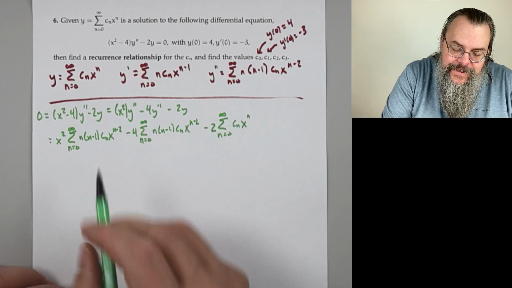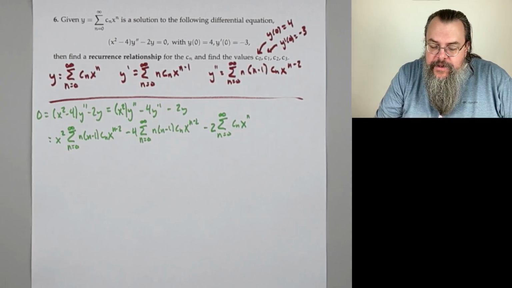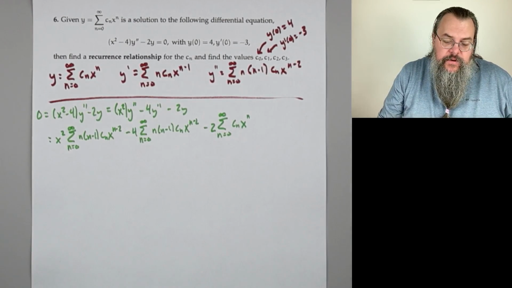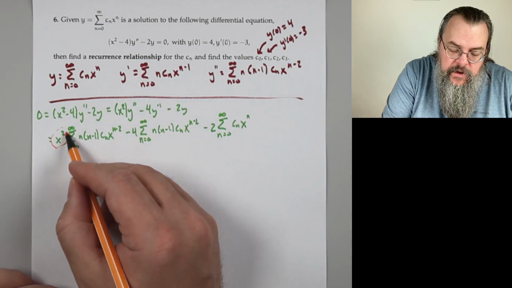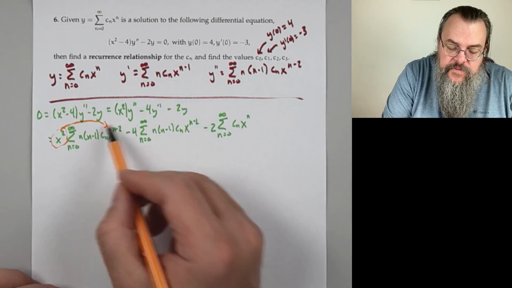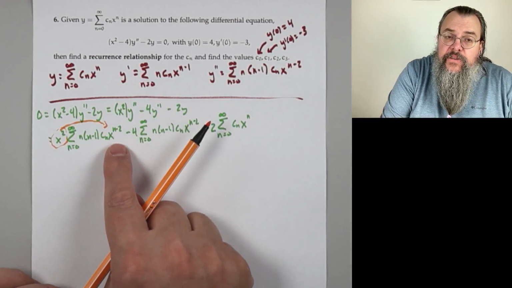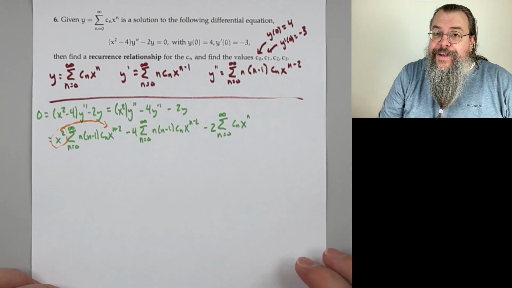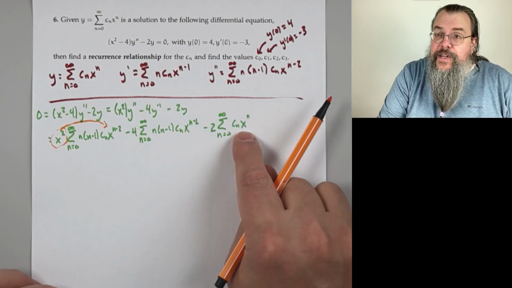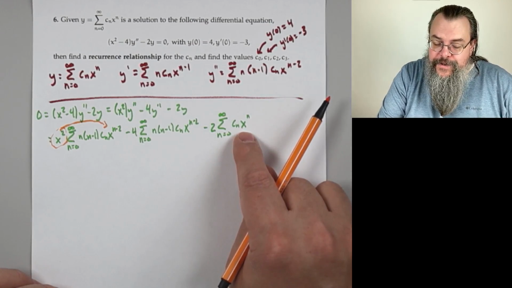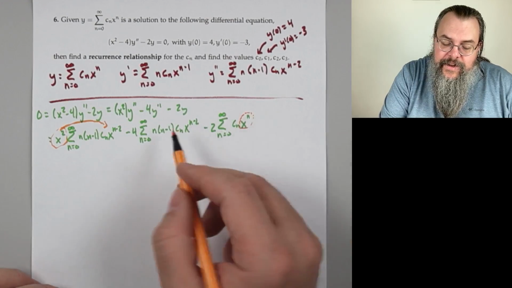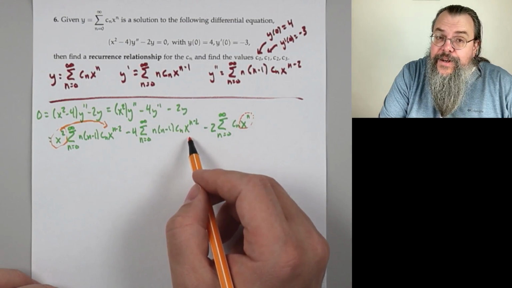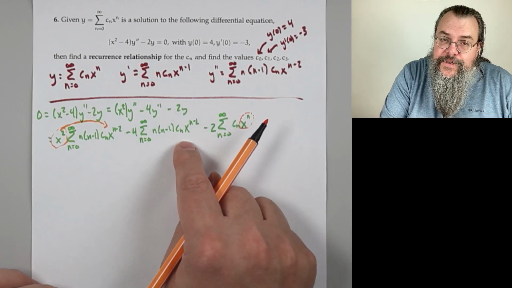Now, good news, a lot of these are in good shape. So what do I mean? Well, notice the x squared here, I can bring it in. And that x squared with x to the n minus 2 makes x to the n. Life is good. I have x to the n here automatically. Nice. Now here, I don't have that. So I'm going to do a shift.